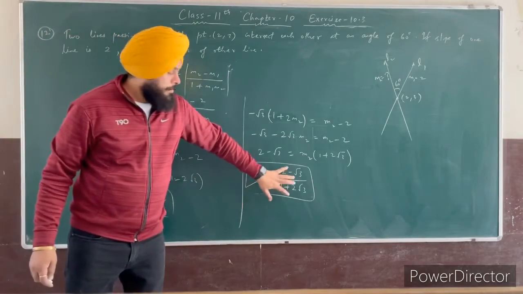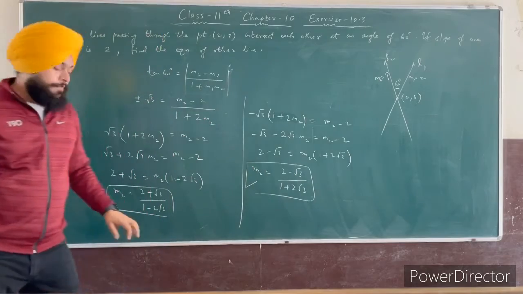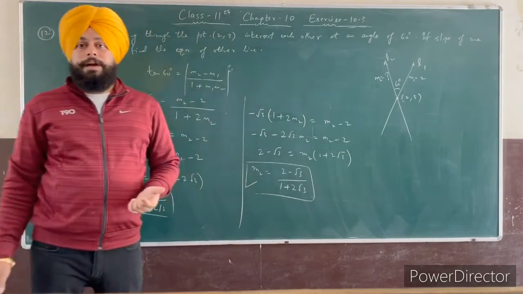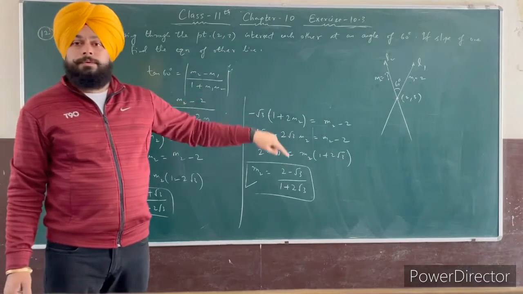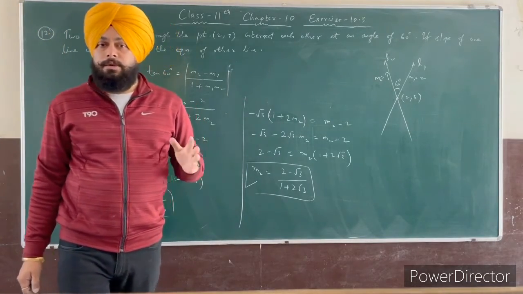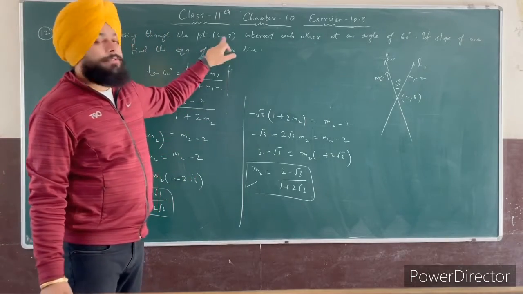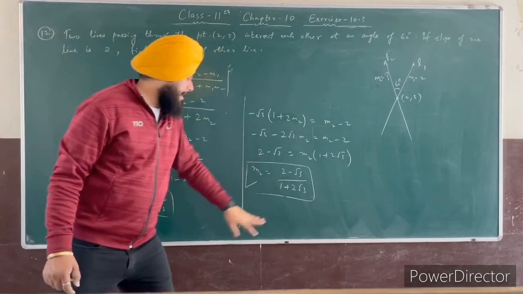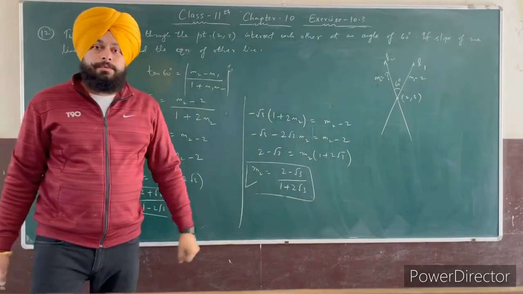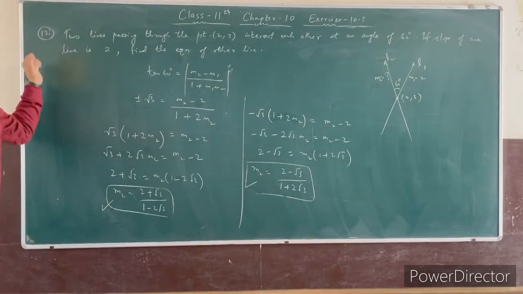So we will get two values of this slope. First value is this one and the second value is this one. Again you will find the equation of line L2 and its formula is y minus y0 is equal to m (x minus x0). So x0 and y0 are this 2 and 3 and the slope is this one and this one. You will get two equations for line L2. Perfect. So this is your question number 12.